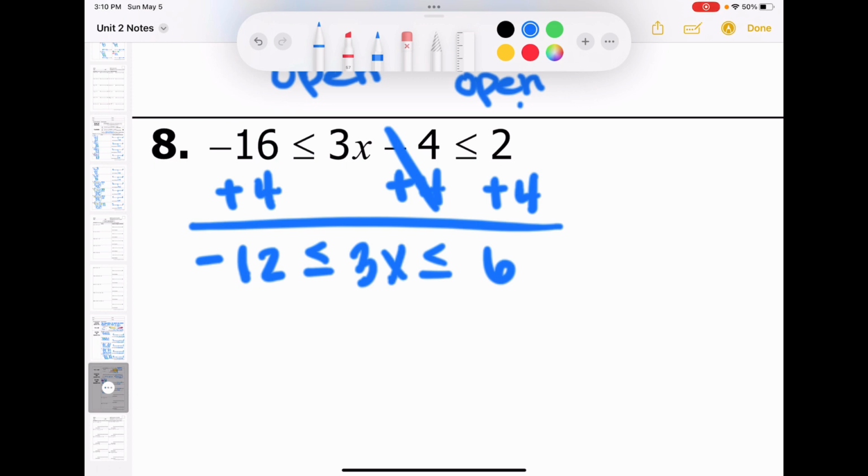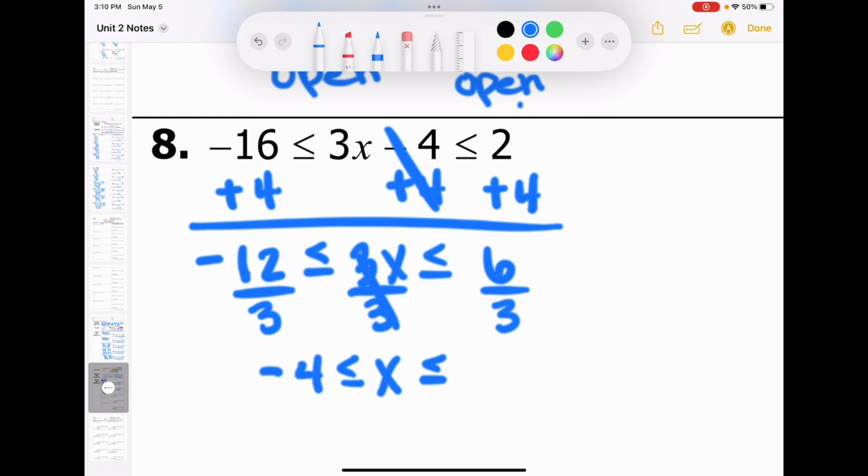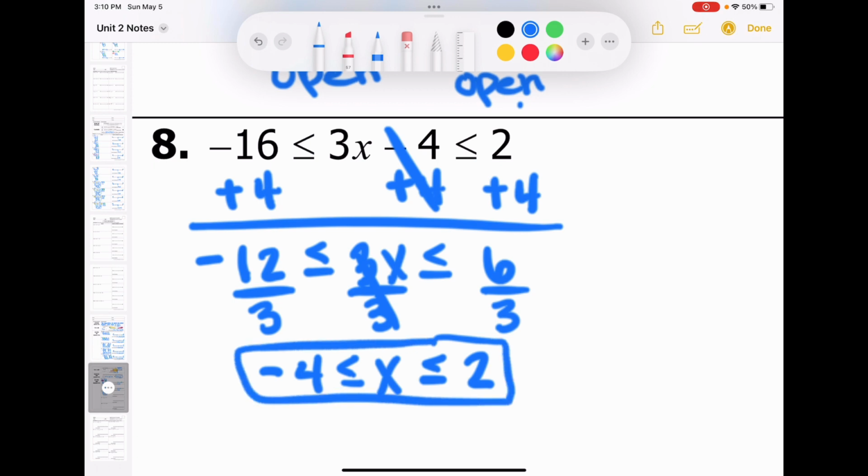Now I still have to get rid of that 3 that's sitting next to x, so I'm going to divide all sides by 3. So negative 12 divided by 3 is negative 4. 6 divided by 3 is 2. So this is the answer to our inequality.